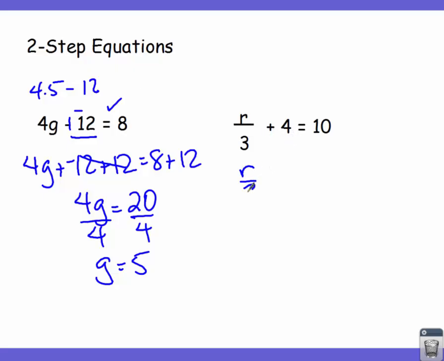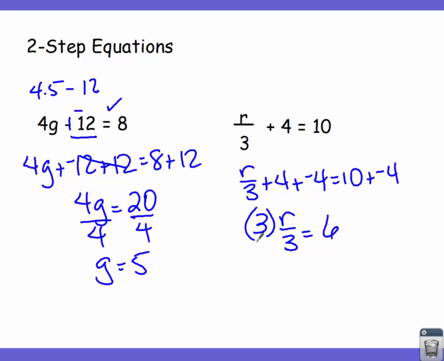Okay, so we have r divided by 3 plus 4 plus negative 4 is equal to 10 plus negative 4 because we add the opposite to both sides. So we end up with r divided by 3 is equal to 6. Now how do I get rid of a divide by 3? Well, we do a multiply by 3. So I put a 3 beside the r, so that means I put a 3 beside the 6. And I end up with r is equal to 18. Because this basically says I have 1/3 of an r. So what do I have to do to change 1/3 into a 1? I need to have 3 of them. Okay, so that's how we do two-step equations.